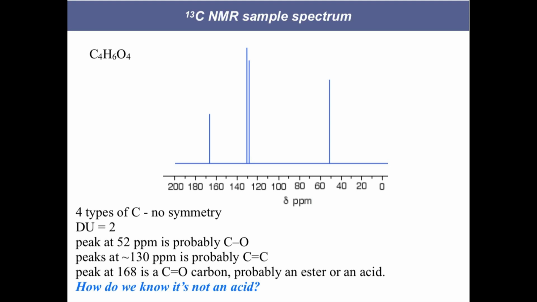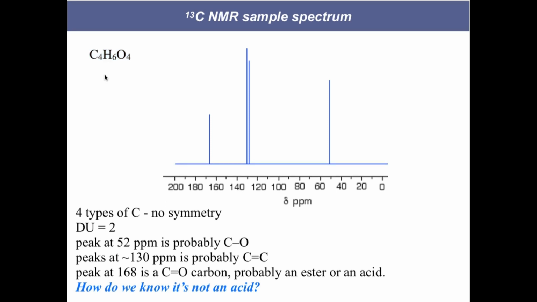Let's try this one. C4H6O4. So we've got 4 carbons. Again, we can get this from mass spec. 4 carbons, and we've got 4 peaks here. So each carbon is in a unique chemical environment. We can assume then that we have no molecular symmetry.